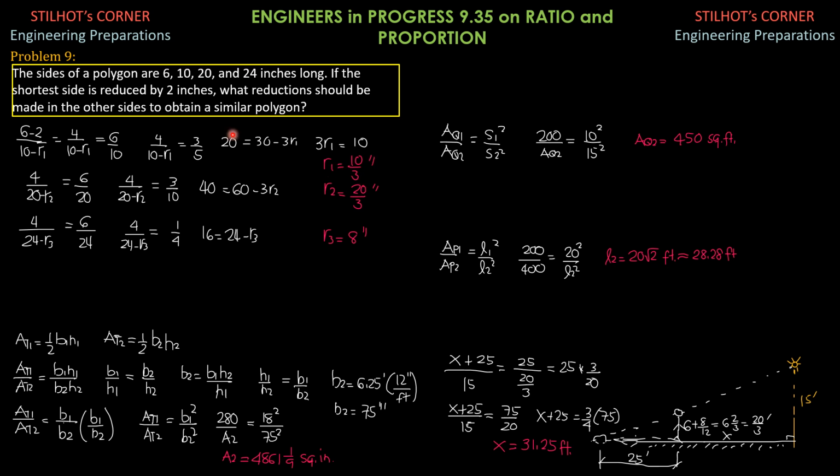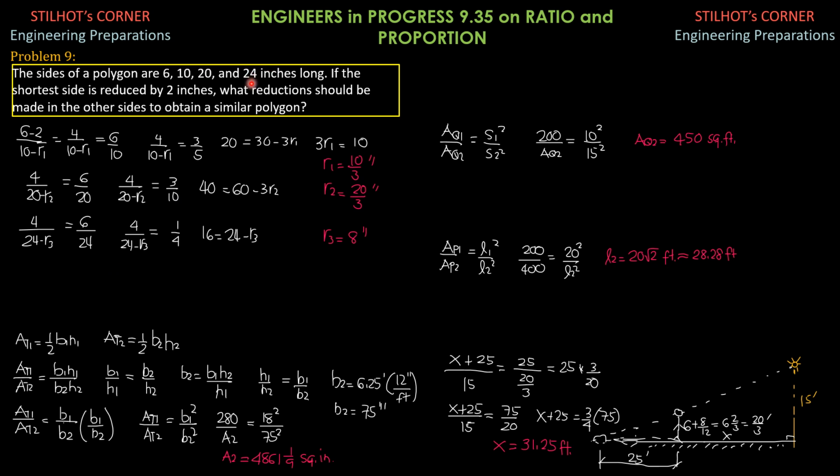So that's the reduction to be made for this original 10-inch long side, so that the new polygon would be similar to the original one. So next, we have for 6 and 20. So 6 minus 2, so 4, as to 20 minus the reduction for that side R2, equals the ratio of the original side 6 over 20. And 6 over 20 is 3 over 10. So 4 over 20 minus R2 is 3 tenths. Cross multiply, 40 equals 60 minus 3 R2. Solving for R2, 60 minus 40, 20, divided by 3, so 20 over 3 inches. That's the reduction to be made for this side here.